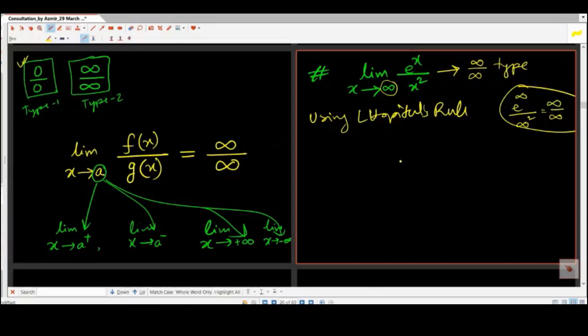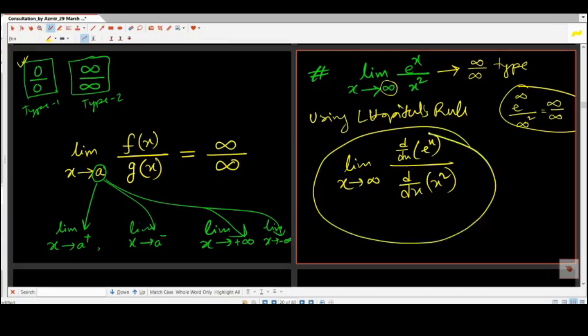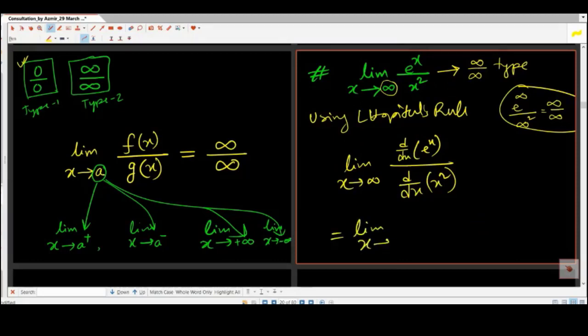That means we have to find the derivative of e to the x. We have to also find the derivative of x squared. So limit x tends to infinity, d/dx of e to the x over d/dx of x squared. Whatever result we get for this, the same result holds for the main problem. So limit x tends to infinity, d/dx of e to the x is e to the x, d/dx of x squared is 2x.